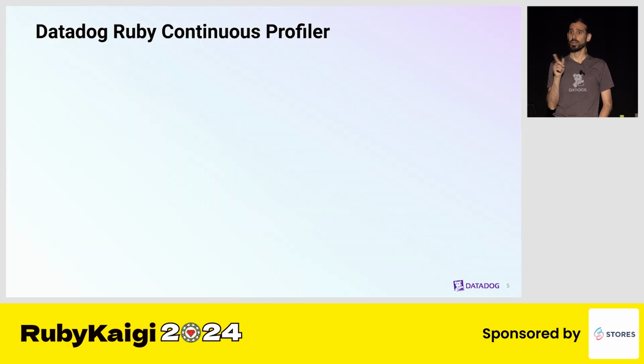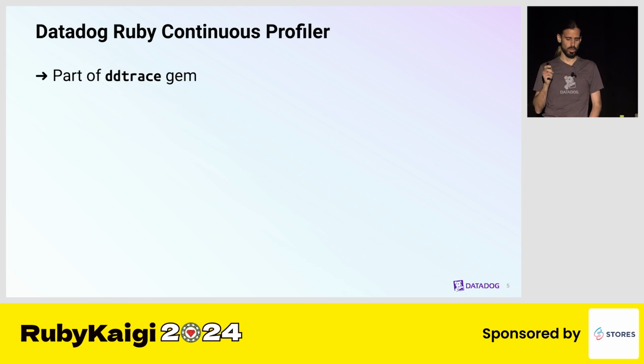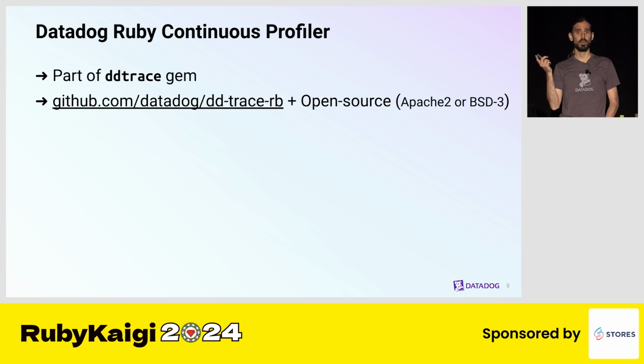But today we're here to talk about the Ruby profiler. The Ruby profiler is part of the ddtrace gem. It's available on GitHub, so you can just get it, play with it. It's open source. And this actually means that you can see almost all of the work I've done at Datadog since I joined the company 3 years ago.